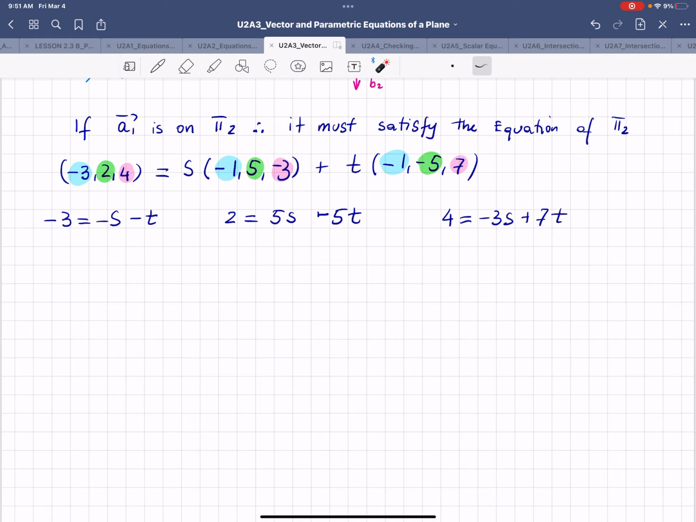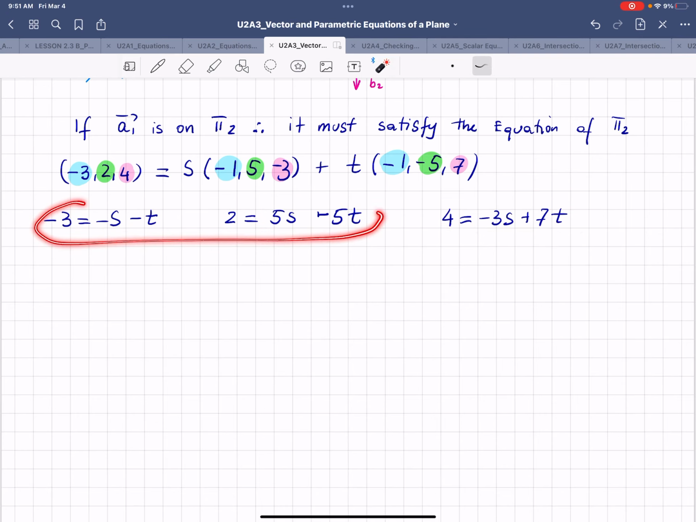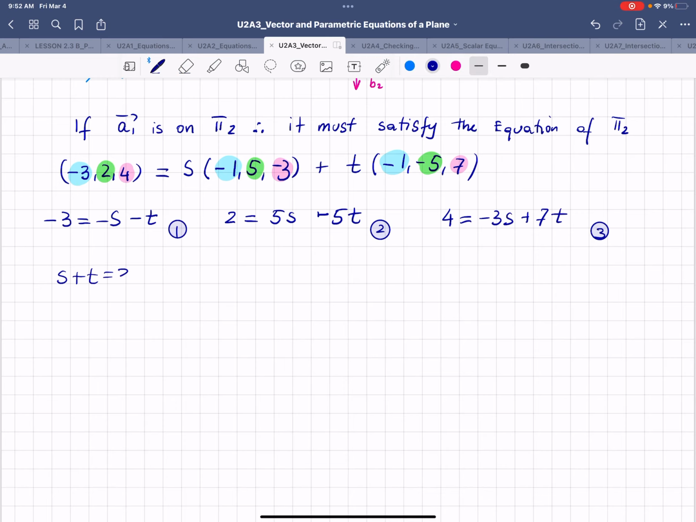Now we have to find S and T, and remember that we have 3 equations built. We can use any pair of equations to solve for S and T, and then with the found values of S and T, we can test and see if they work for the third equation. I will call this equation 1, this one 2, and this one equation 3. Equation 1 can also be written as S plus T equals 3. Equation 2 is 5S minus 5T equals 2.